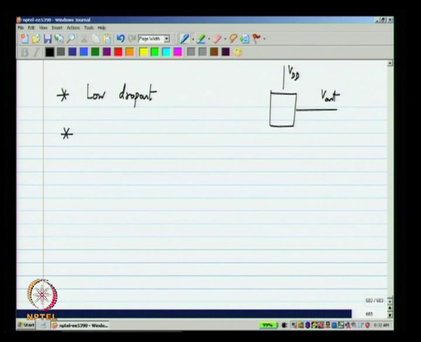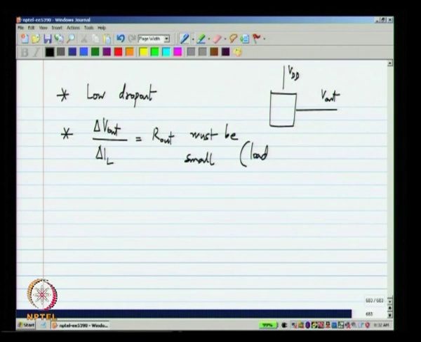Now, the output voltage really should be absolutely constant, but in reality it will not. It will first of all change with the load current, and the fractional change of V out with the load current, which is basically the small signal output resistance of the regulator, must be small, and this parameter is called the load regulation. We are required to provide a regulated voltage, and load regulation talks about how well regulated it is in presence of variations in the load.